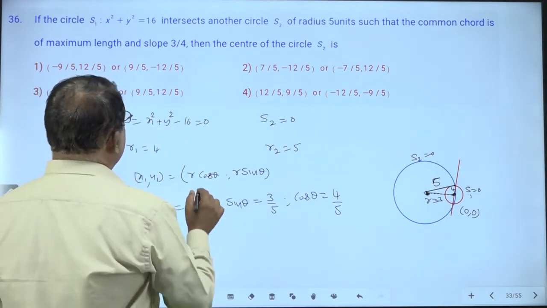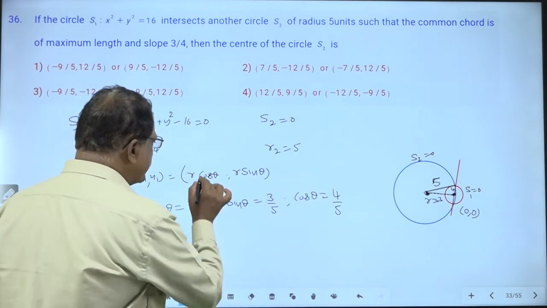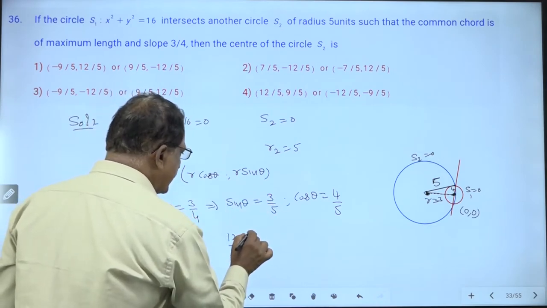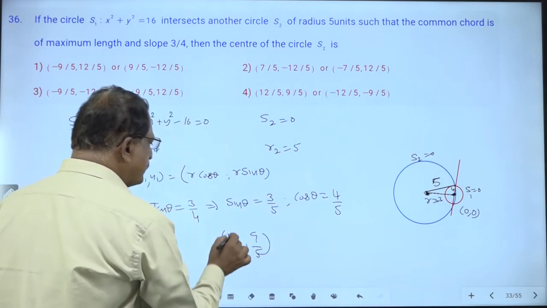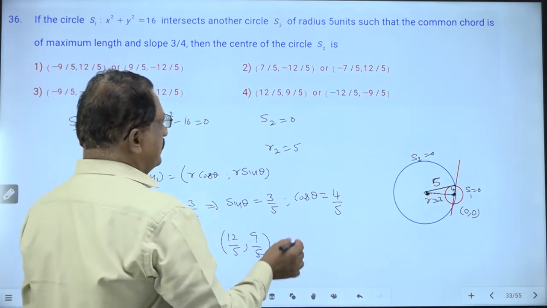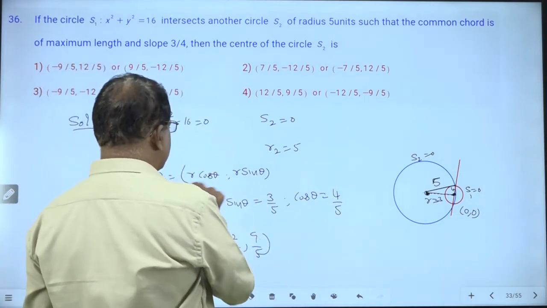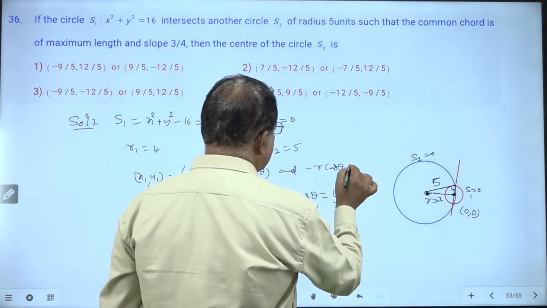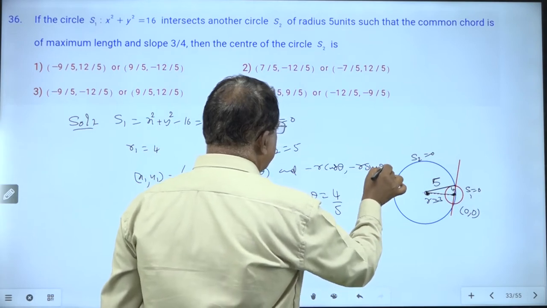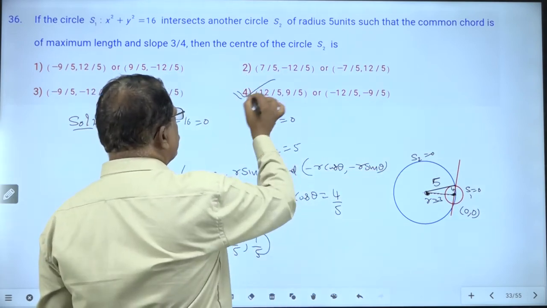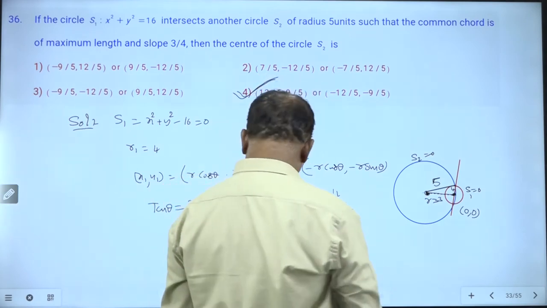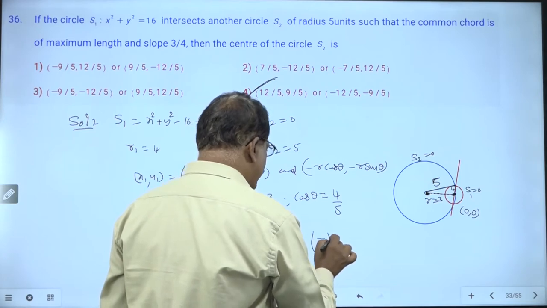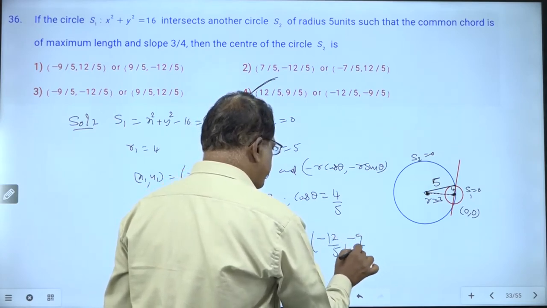How much do you get? r cos theta is 12/5, r sin theta is 9/5. So (12/5, 9/5) or, as the second point, (minus r cos theta, minus r sin theta), that is (minus 12/5, minus 9/5). Now option 4 is correct: plus or minus 12/5 comma 9/5.